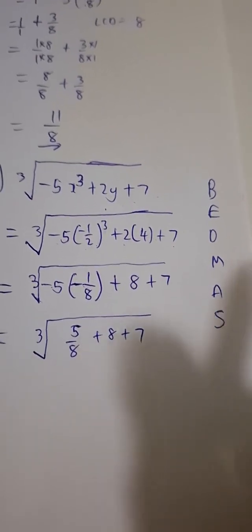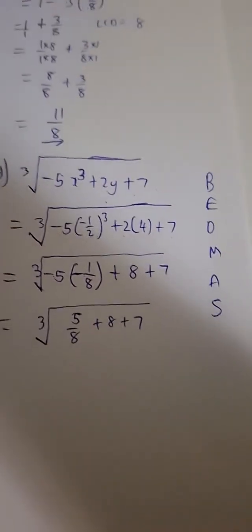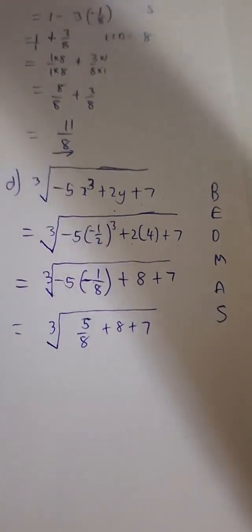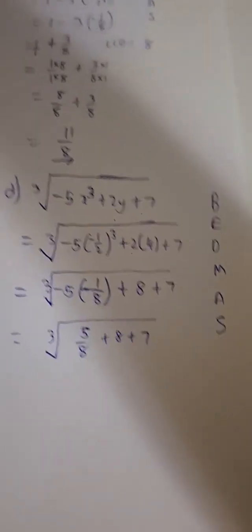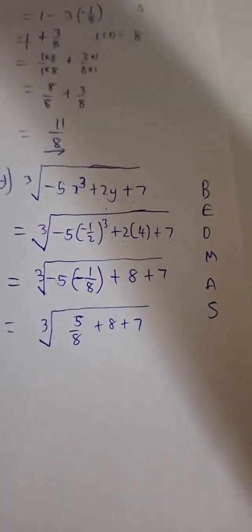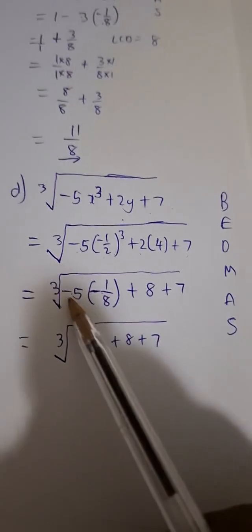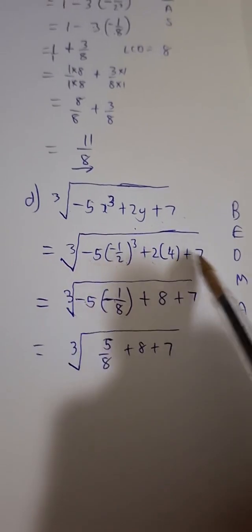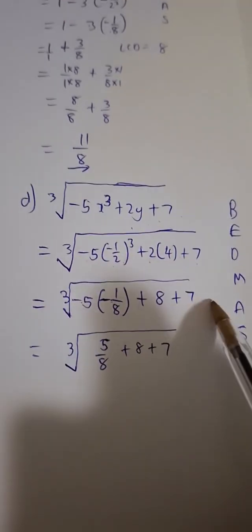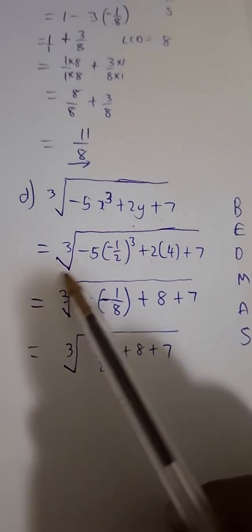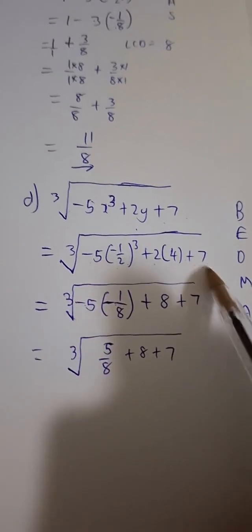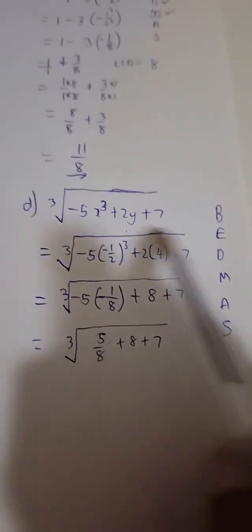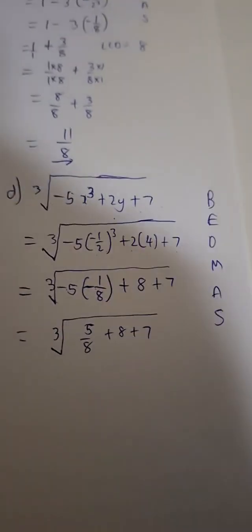Would it be wrong if you were to first cancel the cube root by inserting brackets with the exponent? Yes, totally and completely it would be wrong. Why? Because this is an expression, guys. You can't put a bracket around this and raise it to the power 3 to remove the cube root, because this is not an equation. This is an expression.